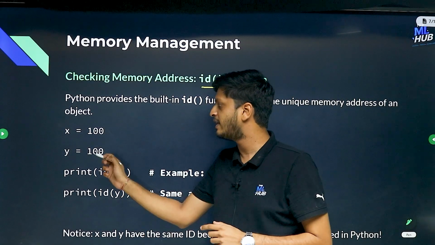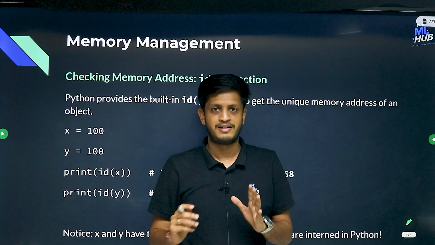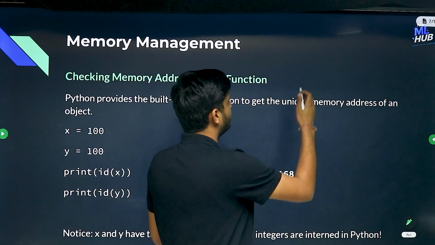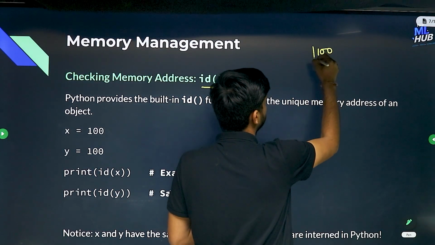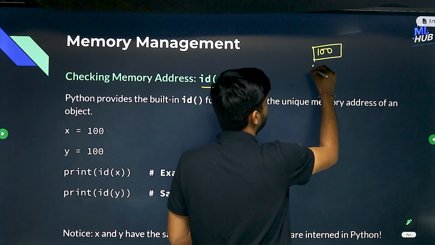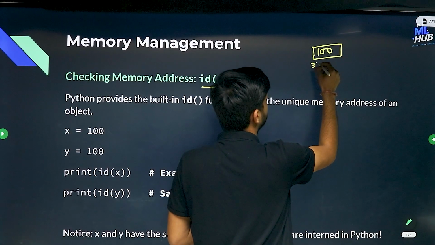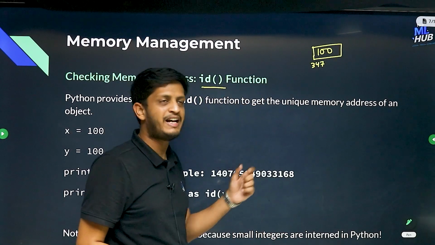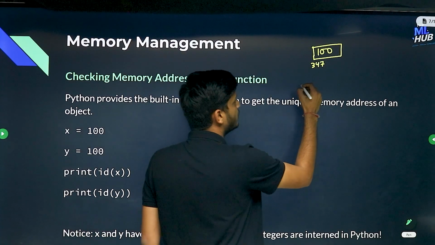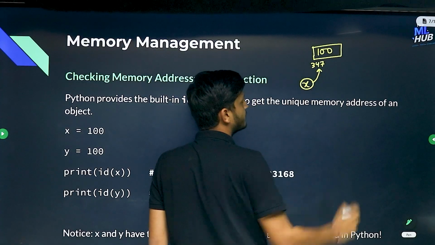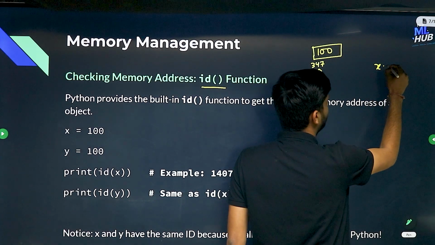So if I say x equal to 100 and y equal to 100, this is a beautiful example in Python, I'll tell you what happens. What happens when you say x equal to 100? So 100 will be stored in memory. Let us say it is present in memory location, let's not take 1000, let's take 347. At memory location 347, the address is 347. The value present is 100. And when I say x equal to 100, x will now point to this memory location 347.